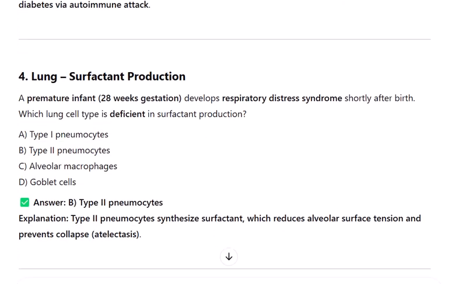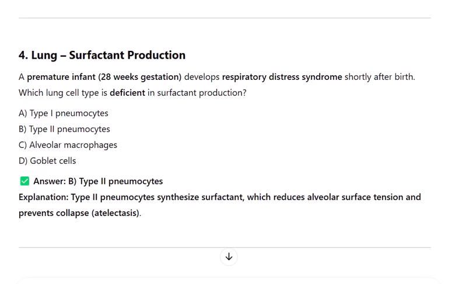4. Lungs, surfactant production. A premature infant, 28 weeks gestation, develops respiratory distress syndrome shortly after birth. Which lung cell type is deficient in surfactant production? A. Type 1 pneumocytes, B. Type 2 pneumocytes, C. Alveolar macrophages, D. Goblet cells. Answer: B. Type 2 pneumocytes. Explanation: type 2 pneumocytes synthesize surfactant, which reduces alveolar surface tension and prevents collapse, atelectasis.